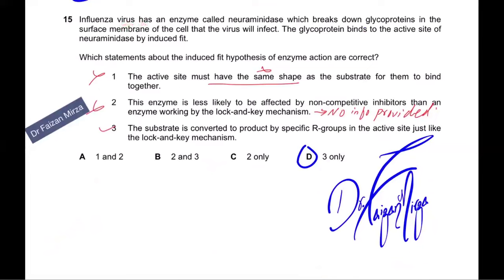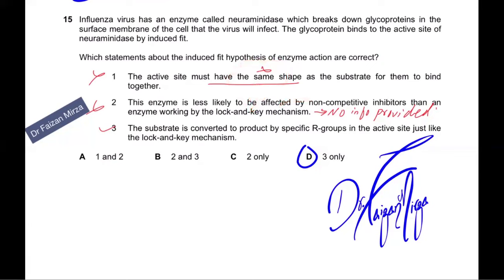Influenza virus has an enzyme called neuraminidase, which breaks down glycoproteins in the surface membrane of the cell that the virus infects. The glycoprotein binds to the active site of neuraminidase by induced fit. Which statements about the induced fit hypothesis of enzyme action are correct? The active site must be of the same shape. First of all, it's never the same shape, it has to be complementary. So same shape is not possible because this is induced fit. So it should be complementary, but again, slightly different.